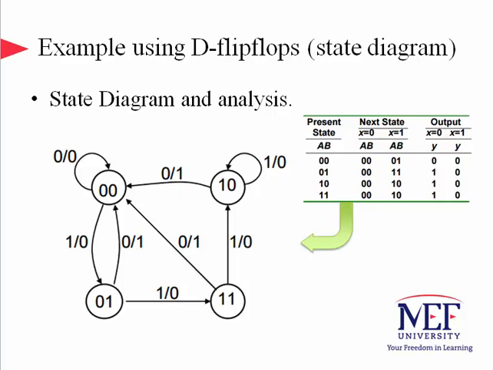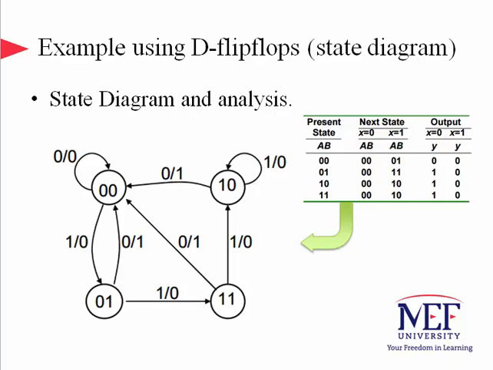State diagram is drawn from the state table. Each combination of the flip-flop values represents a state. Hence, if there are m flip-flops, then we can have up to 2 to the m states. In this example, we have 2 flip-flops and therefore 4 states. Each state is denoted by a circle.